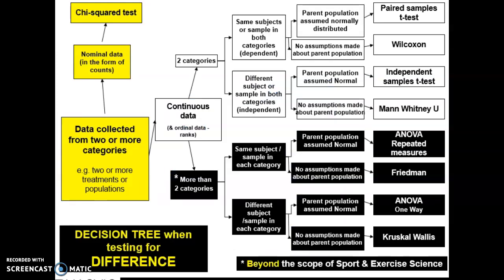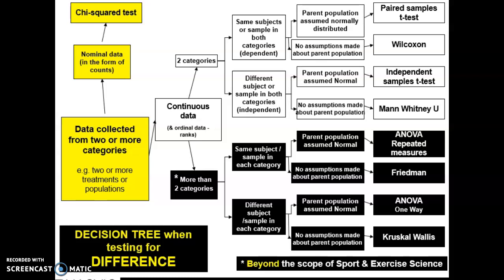Firstly, to use these tests, you must be testing for difference, as they will not help you to find correlation in data. There must only be two categories, as using the four tests in the white boxes will not work if there are more than two. If the same subject or sample is used in both categories and the parent population is assumed normally distributed, you would use the dependent t-test or paired sample t-test.